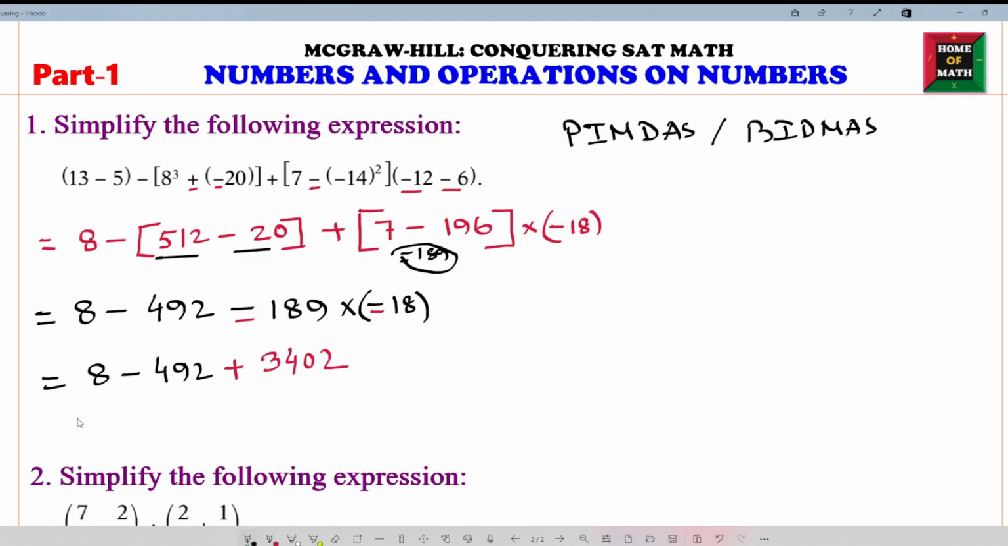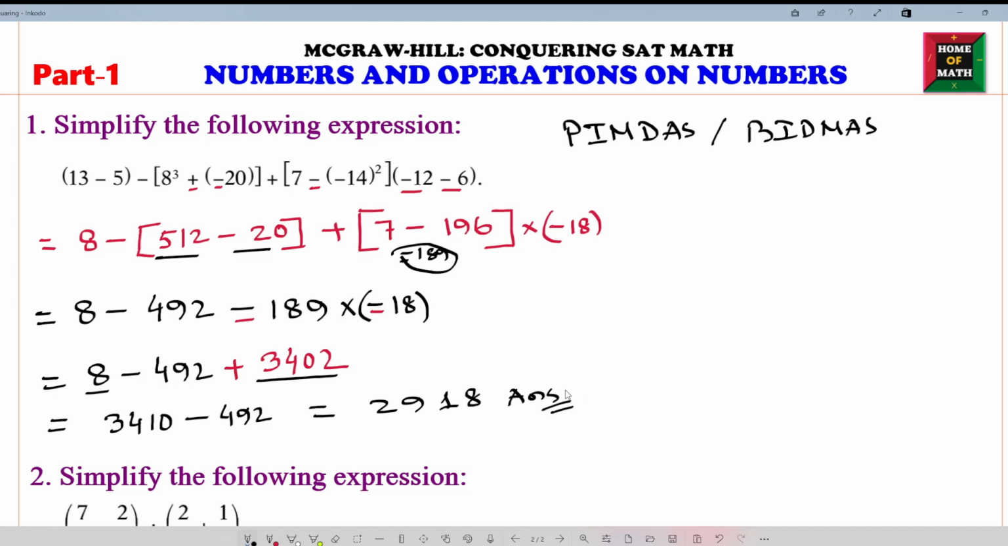Okay, then here is 3402 plus 8, so it will be 3410, right? Then minus 492. So our answer is 2918. Okay, hope you understand this one.